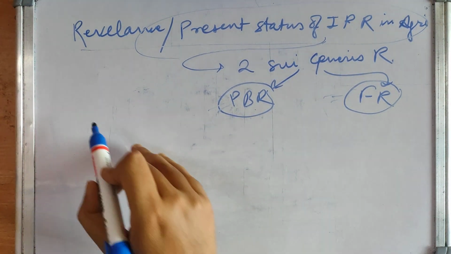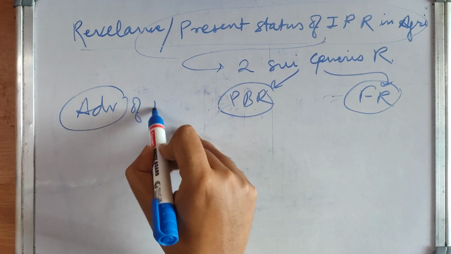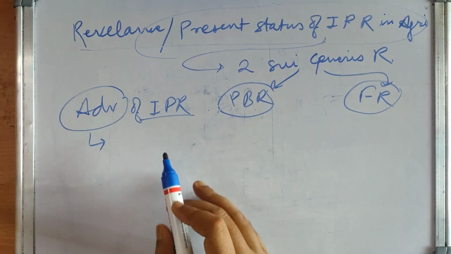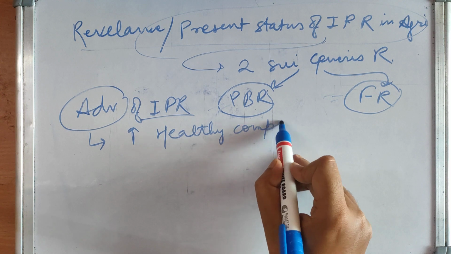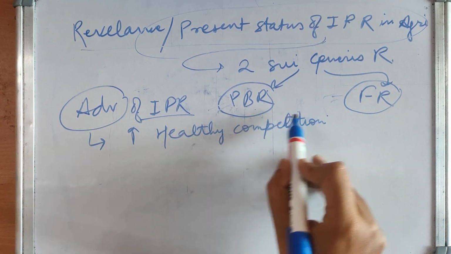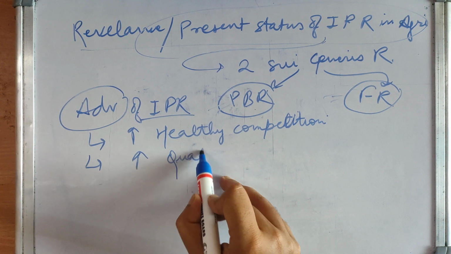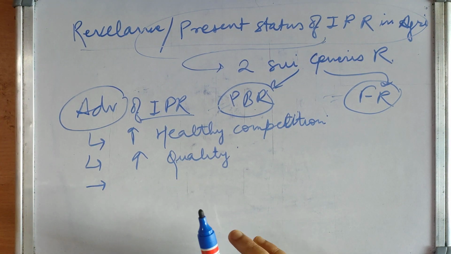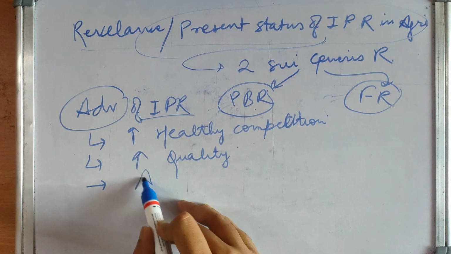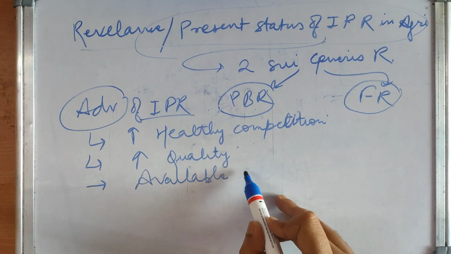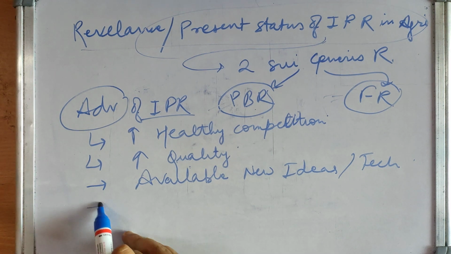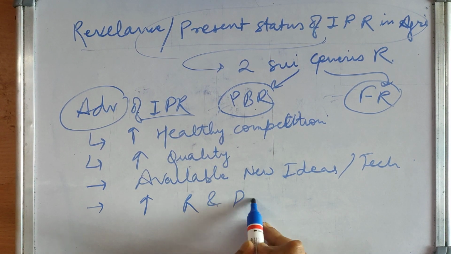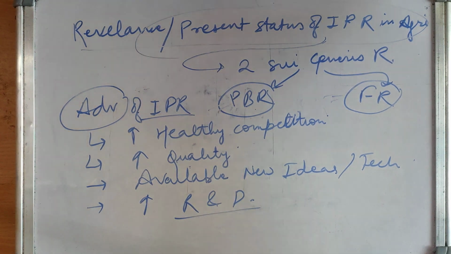Now what are the advantages of IPR? Advantages of intellectual property rights. First of all, it promotes healthy competition. Helps in improving quality. Makes available new ideas, innovations or technologies, taking them to different countries. Leads to faster research, enhances research and development. So these are some of the advantages of IPR.